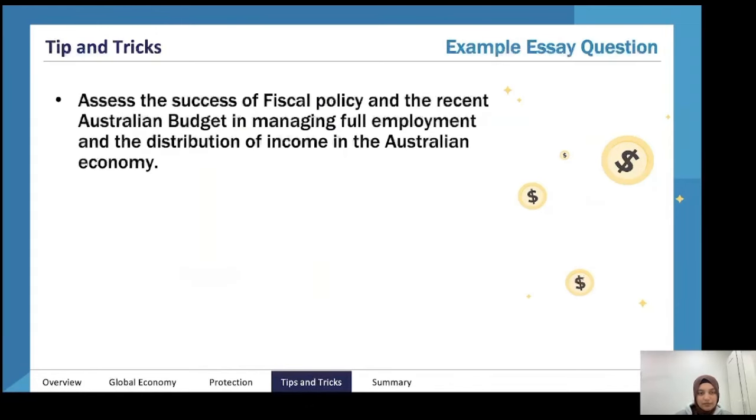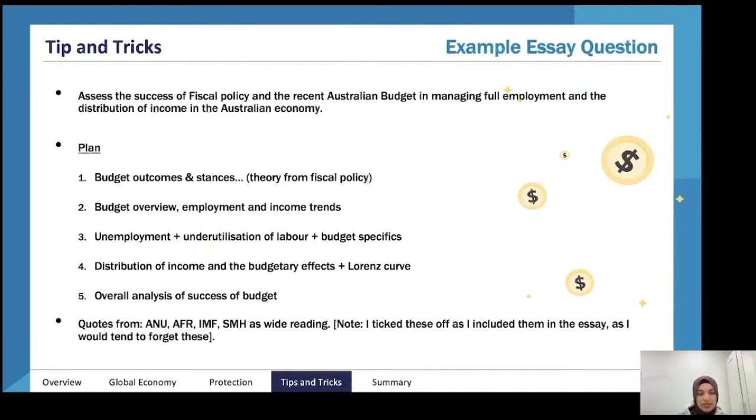Alrighty, let's go through a plan or overview of how you do this one. In terms of a plan, looking at budget outcomes and stances, so theory from fiscal policy is quite an important one that you can mention there. What are the different types of outcomes? What are the different types of stances that can be talked about? You can then also have a look at the budget overview from the different years. The most recent budget overview would be good to include, as well as employment and income trends to allow you to answer to the full employment area. And then income trends as well, in terms of answering to the distribution of income area.